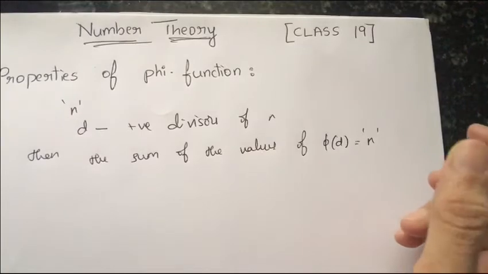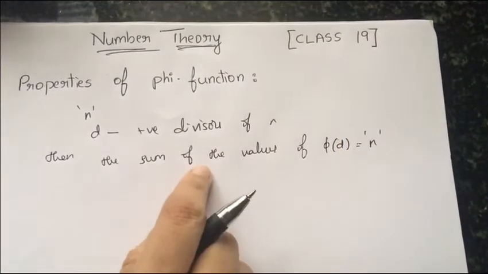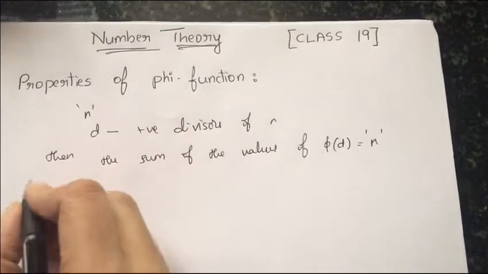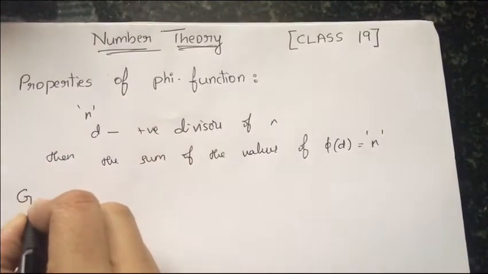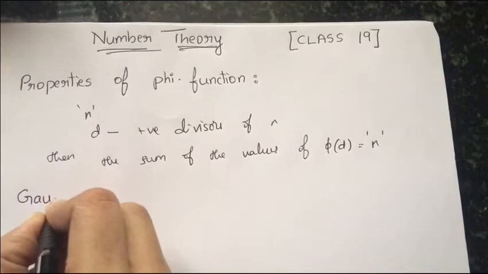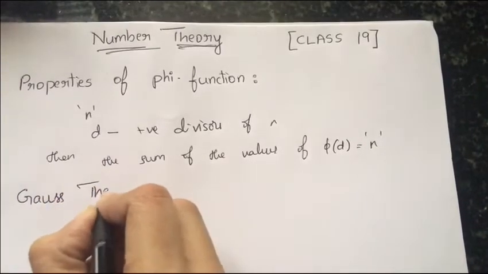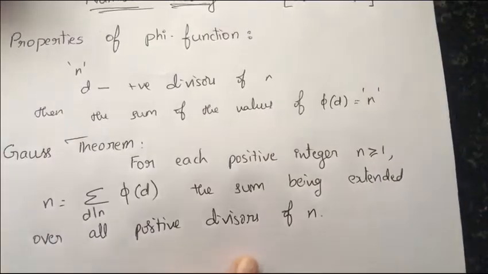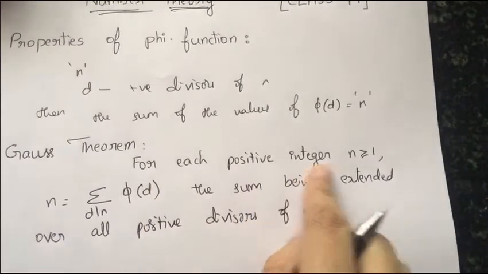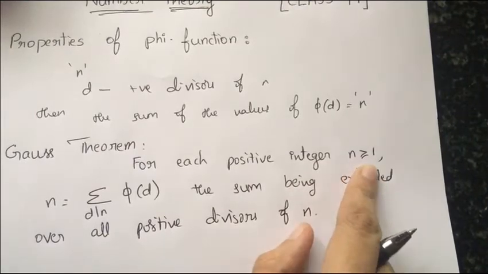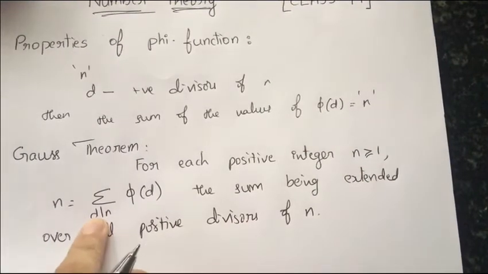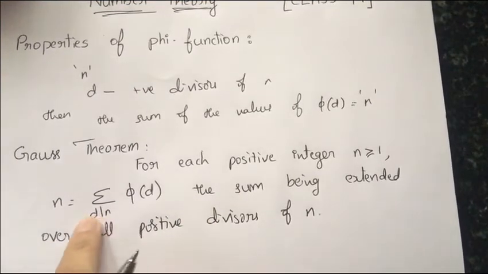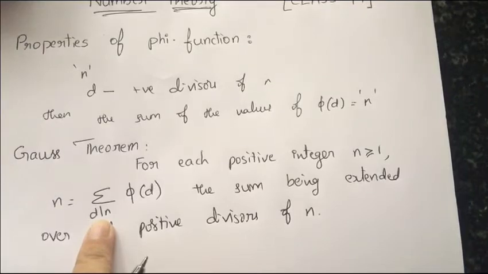This is the first property. This was first noticed by Gauss and it is called the Gauss theorem. For each positive integer n greater than or equal to 1, n equals the summation of phi of d, the sum being extended over all positive divisors of n.